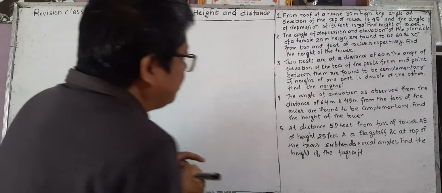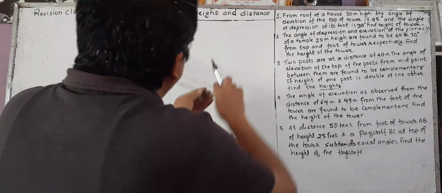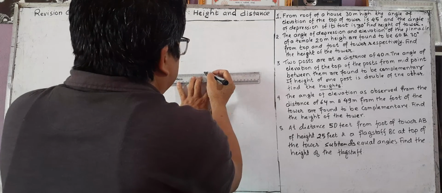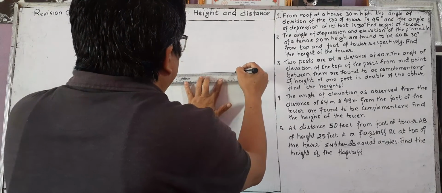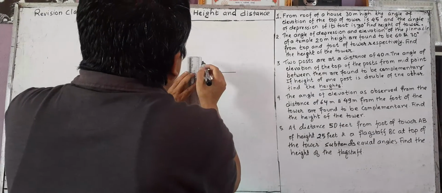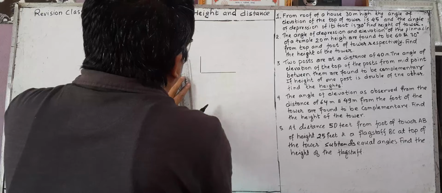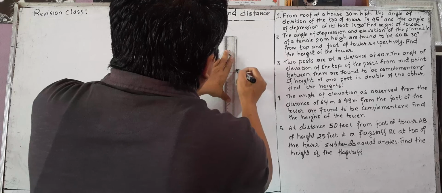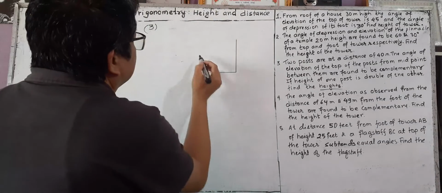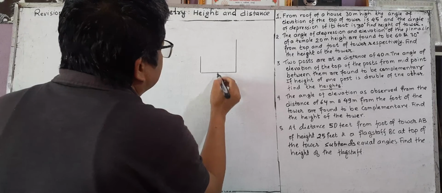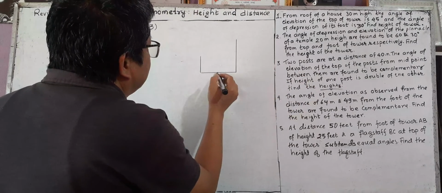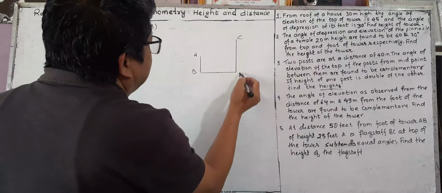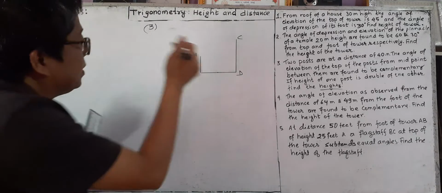First of all, we draw the two poles. First we draw the same level at the ground, and the first pole and another pole that is double. Let there be a midpoint between the two poles. Let AB be the smaller post and CD be the higher post.